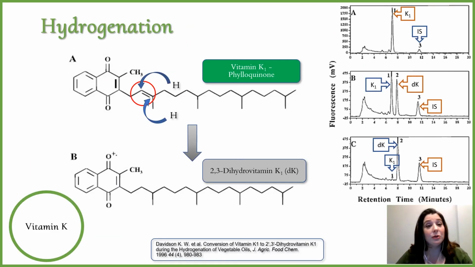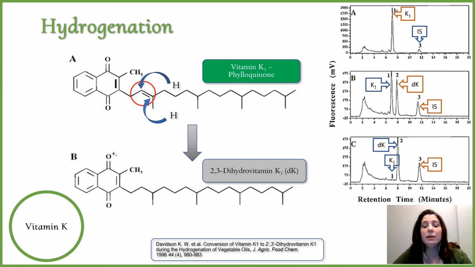So a little bit about hydrogenation. It doesn't only impact the fatty acids, it also impacts vitamin K1. By saturating its double bond on its tail, it turns vitamin K1 phylloquinone into 2,3-dihydrovitamin K1, or DK. And this level of transformation is commensurate with the level of hydrogenation. The more hydrogenated a product is, the more DK there is, and the less K1 there is.